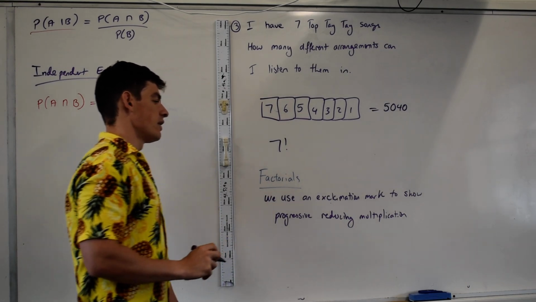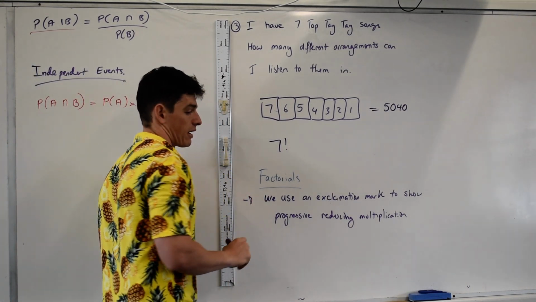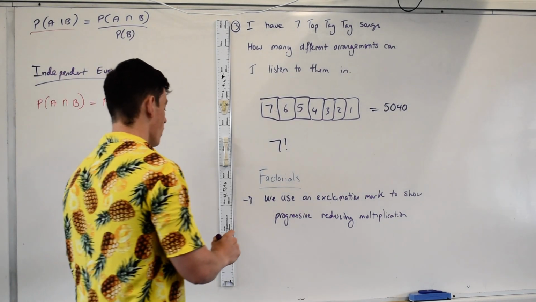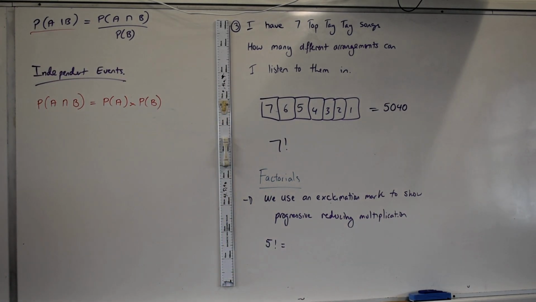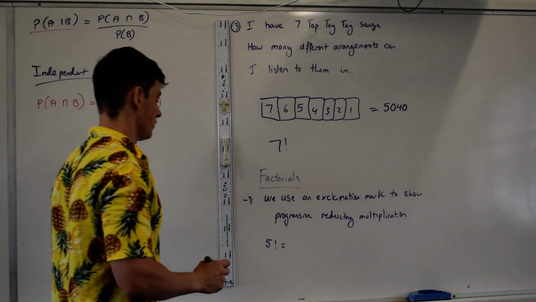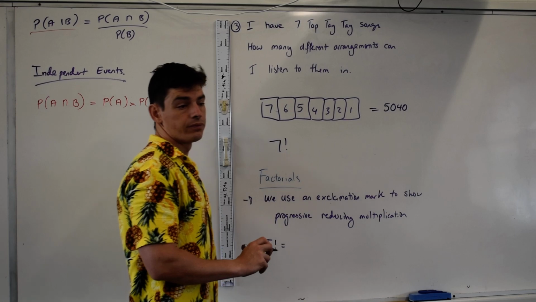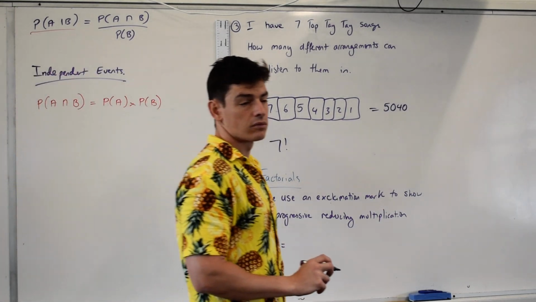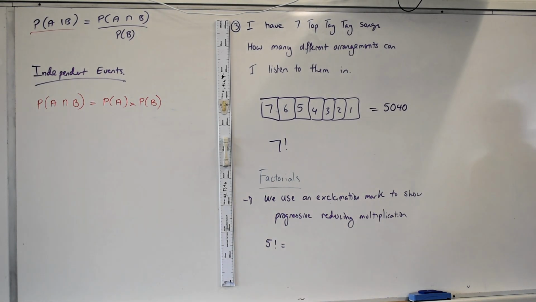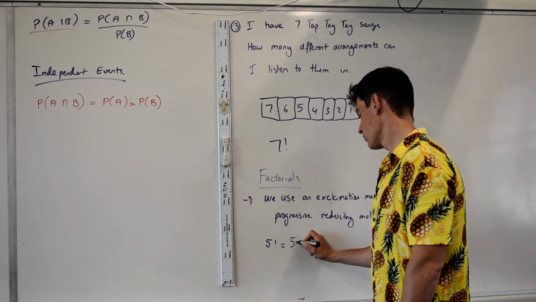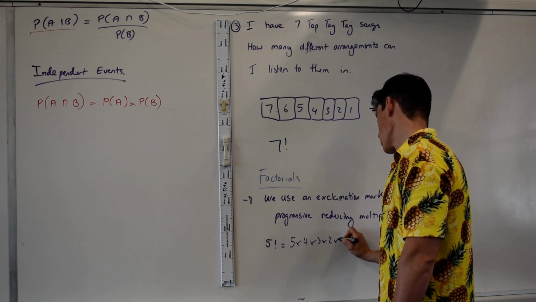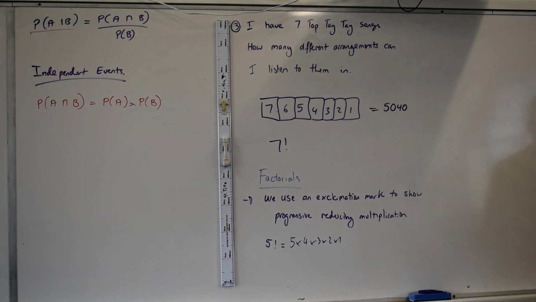Now, that by itself isn't that handy. It does make writing a lot easier. That's one of the benefits. But if I was to write, well, can we please just go along and replace 5 factorial with what it actually means? So what does 5 factorial actually mean? Sophie, what do you reckon 5 factorial actually means? 5 times 4 times 3 times 2 times 1. We don't actually need the times 1, but we do put that in there.